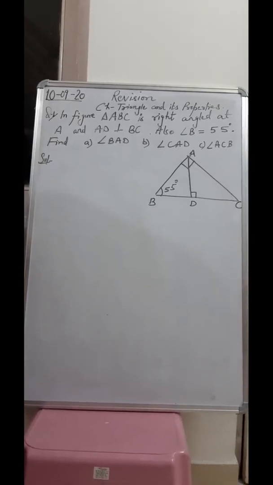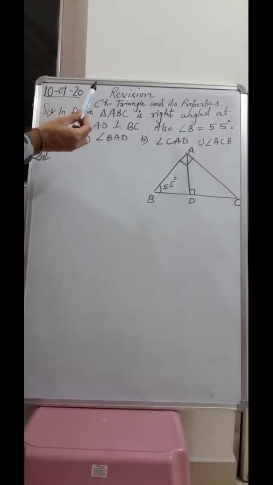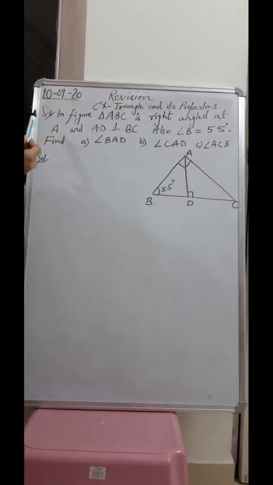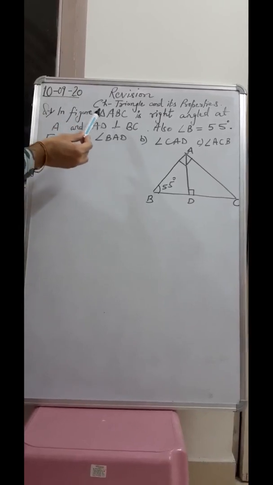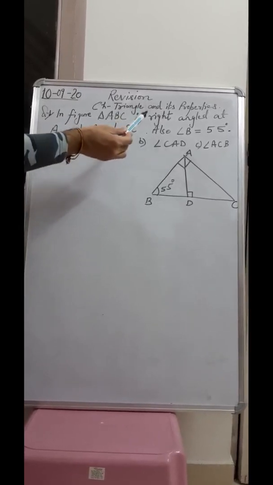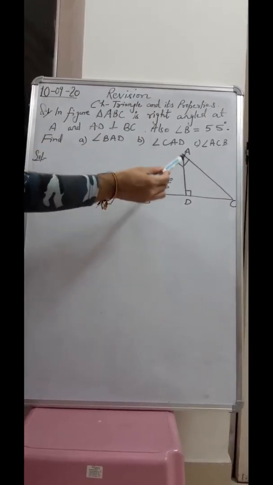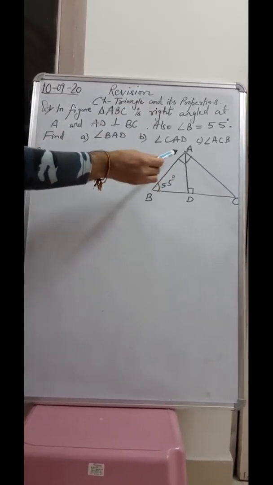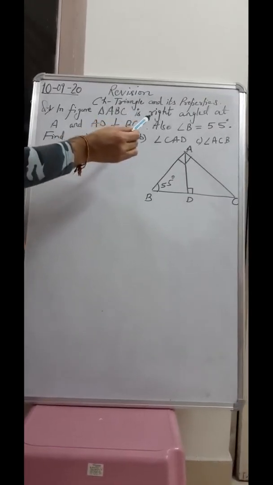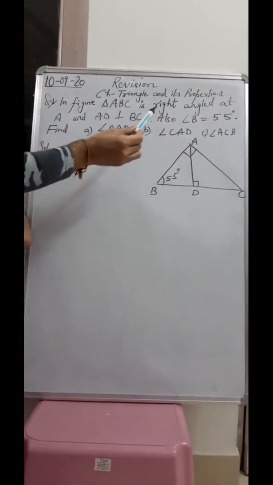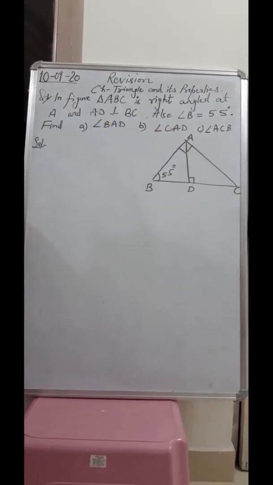So students, in this video we are going to start a revision of triangle and its properties. So question number 1, in the figure triangle ABC is right angled at A. In this figure we can see that there is a triangle ABC and the right angle is at A, and AD is perpendicular to BC. Also angle B is equal to 55 degree. Now we have been asked to find out angle BAD, angle CAD and angle ACB.